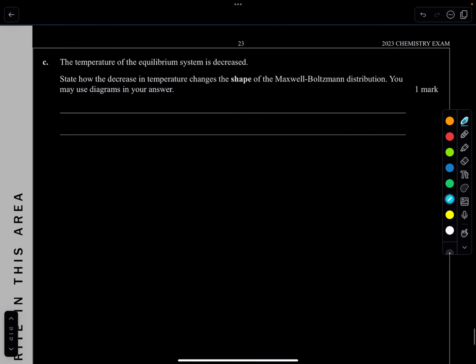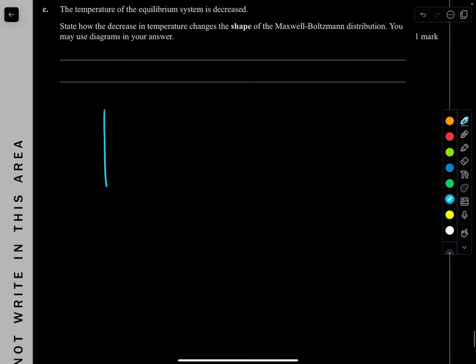Okay. The temperature of the equilibrium system is decreased. So the temperature is decreased. State how the decrease in temperature changes the shape of a Maxwell-Boltzmann distribution. You may use a diagram in your answer. Easy. Let's have a draw at a Maxwell-Boltzmann diagram.